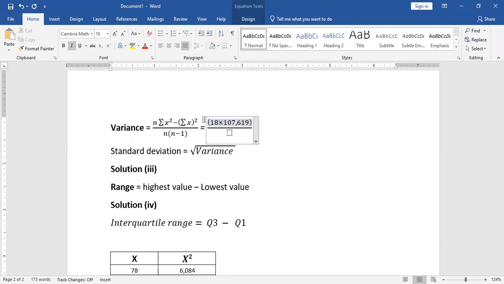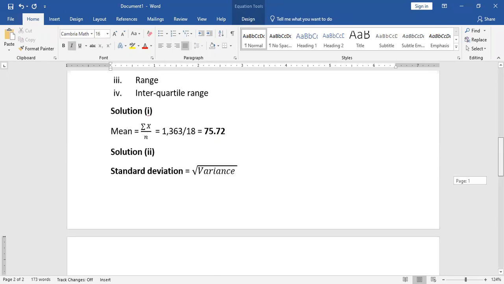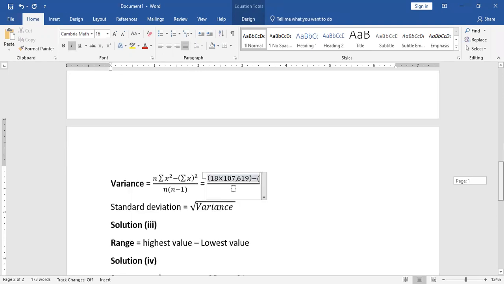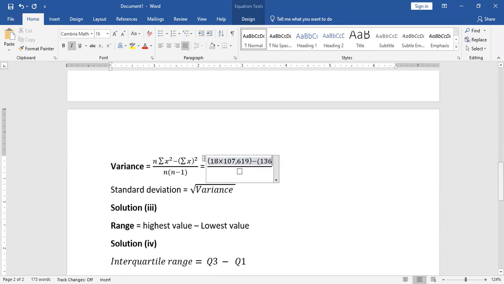107,619. I close the brackets there. And then I say minus summation of x. Summation of x we established to be 1,363. And then this we square it. That's the difference between summation x squared. Summation x squared is the total of the individual x's which has been squared. Summation of x in brackets and then square, we get the total of x and then we square it.